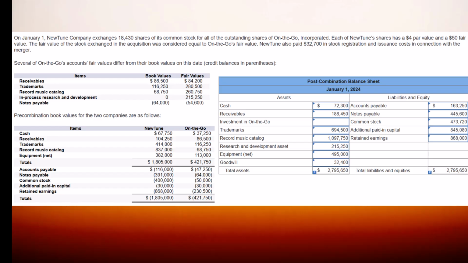Retained earnings is unchanged. Remember, in an acquisition, we do not combine the retained earnings of the acquired company. So New Tune's retained earnings remains at $868,000. Once all the accounts are combined, we can total our assets and our liabilities and equity. Total assets sum to $2,795,650. Total liabilities and equities also sum to $2,795,650. Our balance sheet balances, which is a great final check on our work.